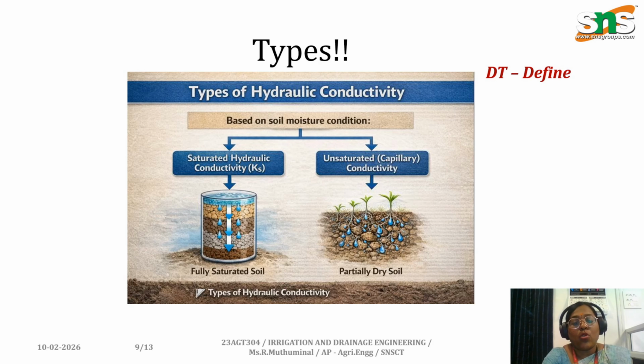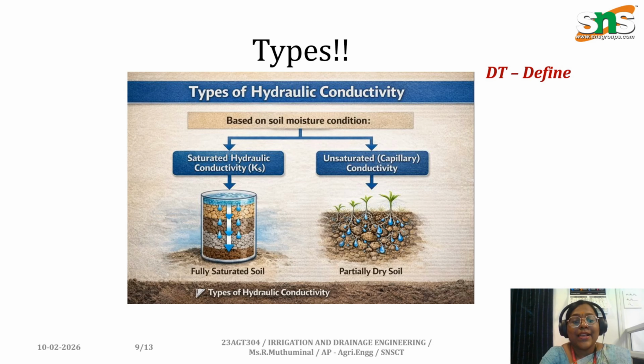The types involved in hydraulic conductivity are grouped under two categories based on the soil moisture condition, that is saturated hydraulic conductivity and unsaturated hydraulic conductivity. Saturated hydraulic conductivity occurs when all soil pores are completely filled with water. It is highly dependent on pore size and continuity. For instance, sandy soil with large continuous pores has much higher conductivity than clay soil with narrow pores, even if the clay has a higher total porosity.